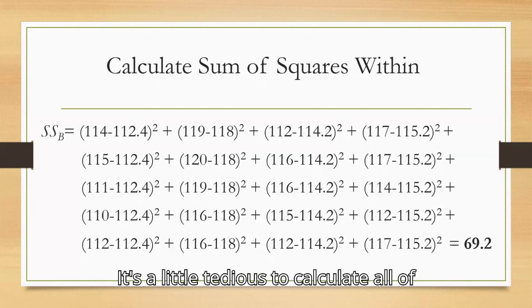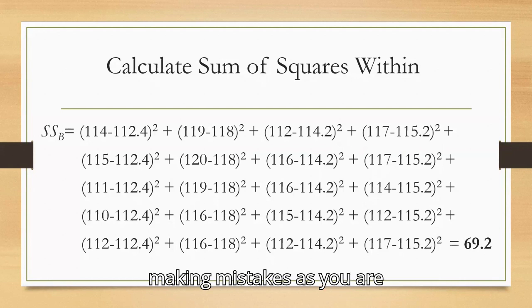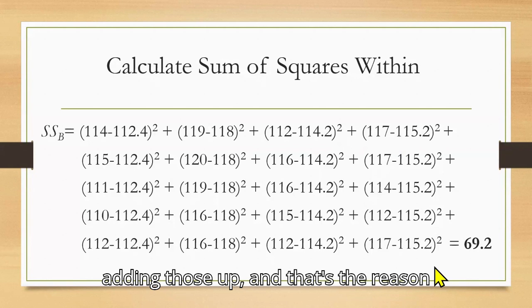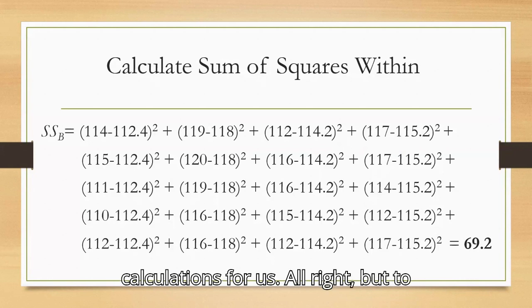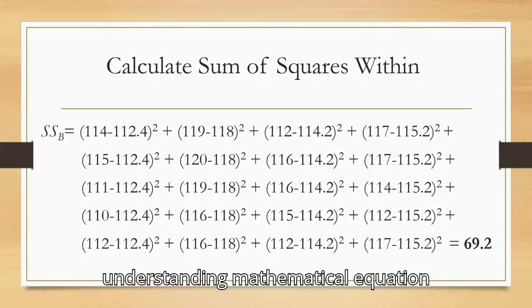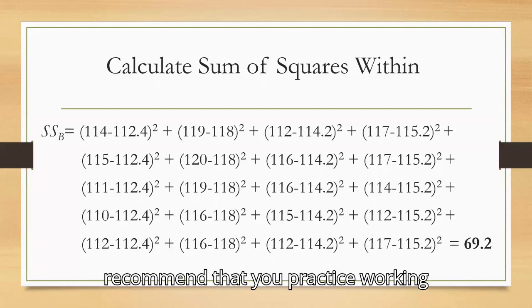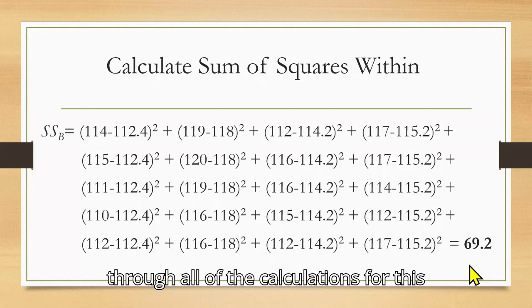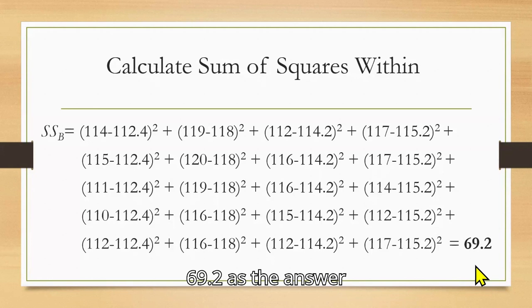It's a little tedious to calculate all of these numbers. There's a lot of room for making mistakes as you are adding those up. And that's the reason why we're usually going to trust software in order to make these calculations for us. All right. But to practice understanding mathematical equation notation, I strongly recommend that you practice working through all of the calculations for this example. And you should get this value 69.2 as the answer for your sum of squares within.